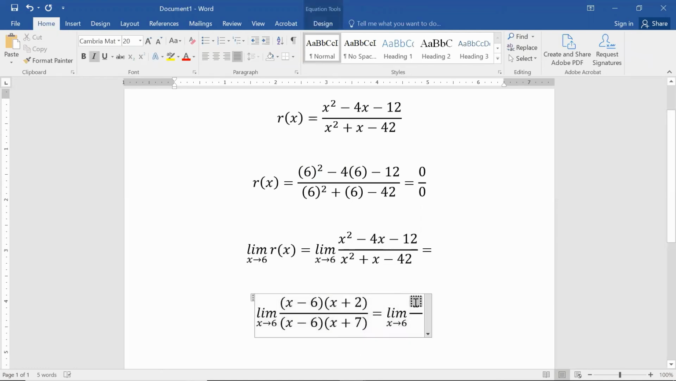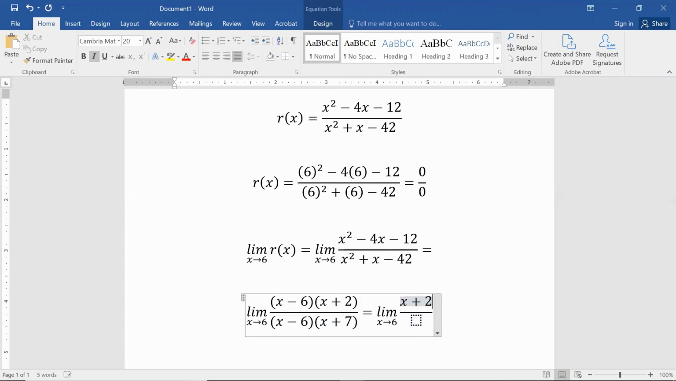Now, in terms of what we're going to do next, I want to remind you that we're not creating the same function. We're creating a slightly different function. Namely, we're going to cross out the x minus 6 over x minus 6, because we know that functions which are equal in every spot except for one point are going to have equivalent limits even at that point when they're not equal. So I would end up with x plus 2 divided by x plus 7, and notice that we still have the limit as x goes to 6.